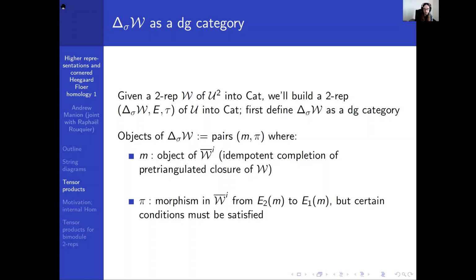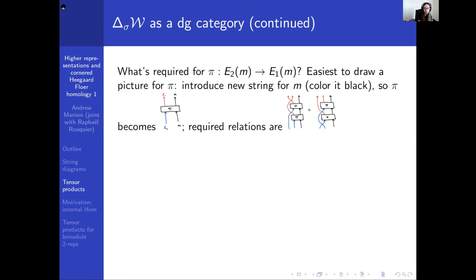And then pi is supposed to be, well, some sort of morphism in this closed W, from E2 of M to E1 of M. Remember, E2 and E1 are taken now to be endofunctors of W, and M is an object of W bar I. Well, E2 and E1 extend to endofunctors of W bar I, so that this makes sense in a unique way. And so that's what objects are going to be, certain sort of pairs, but not all such pairs, right? So I want to define this delta sigma of W. I'm saying what the objects are going to be, and it's going to be certain pairs M pi. Well, which ones? To do that, let's draw pictures, okay?